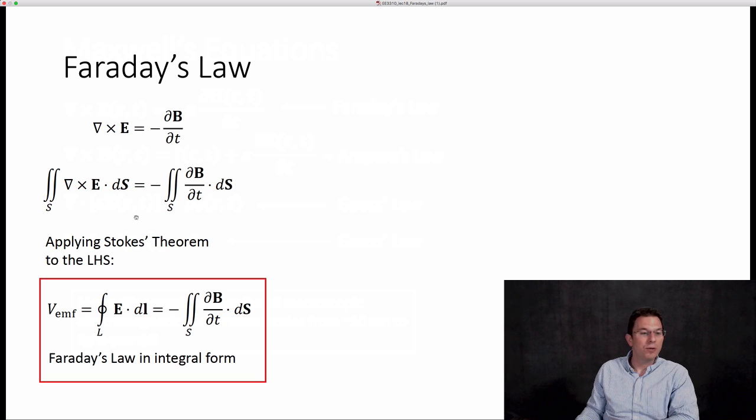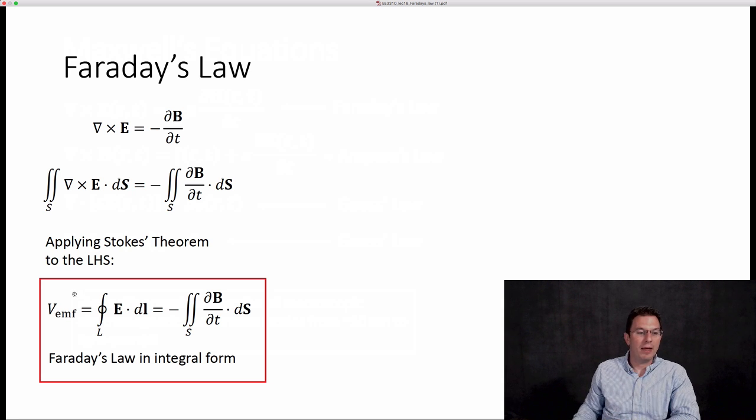We can use Stokes' theorem on the left-hand side here. So the curl of the electric field integrated over an area, if you'll recall, is equal to the line integral of the electric field around a contour L that bounds that area, essentially. Okay. So it turns out that this line integral, the line integral of the electric field around a closed contour, is called the EMF, or the voltage, basically, around that contour.